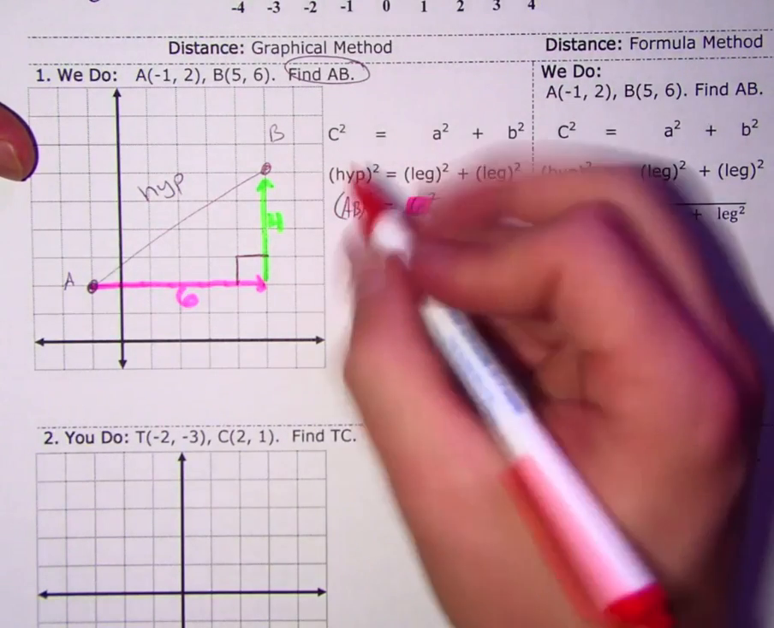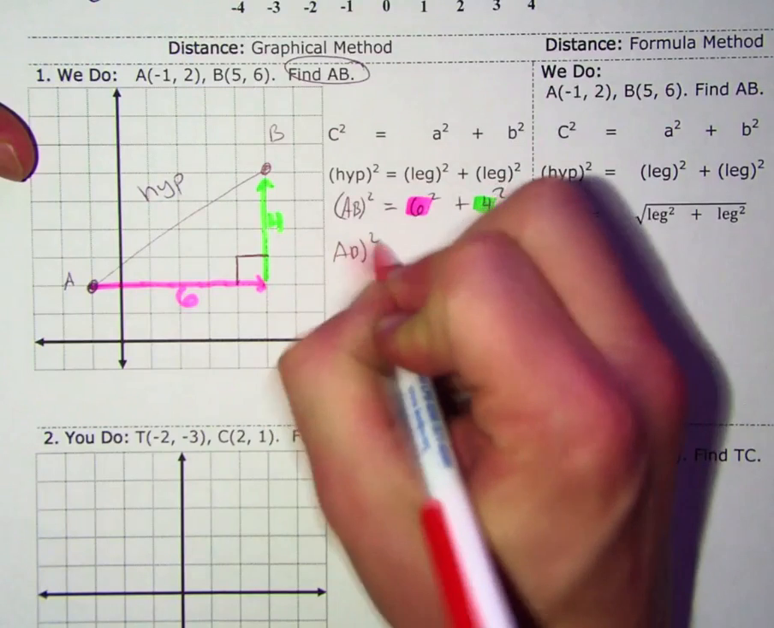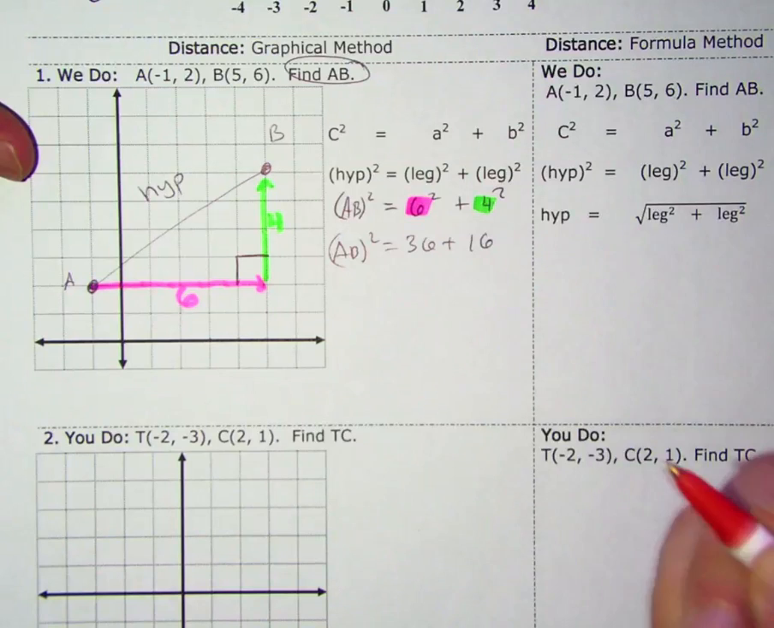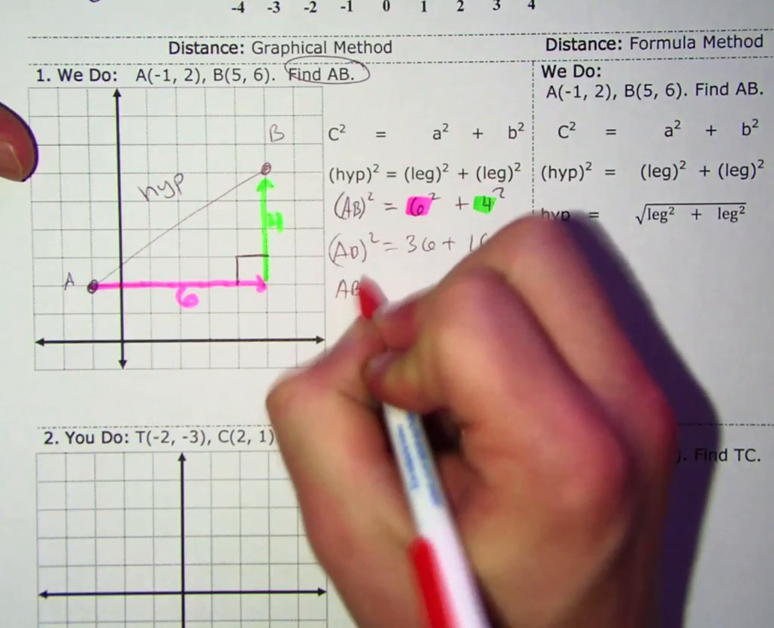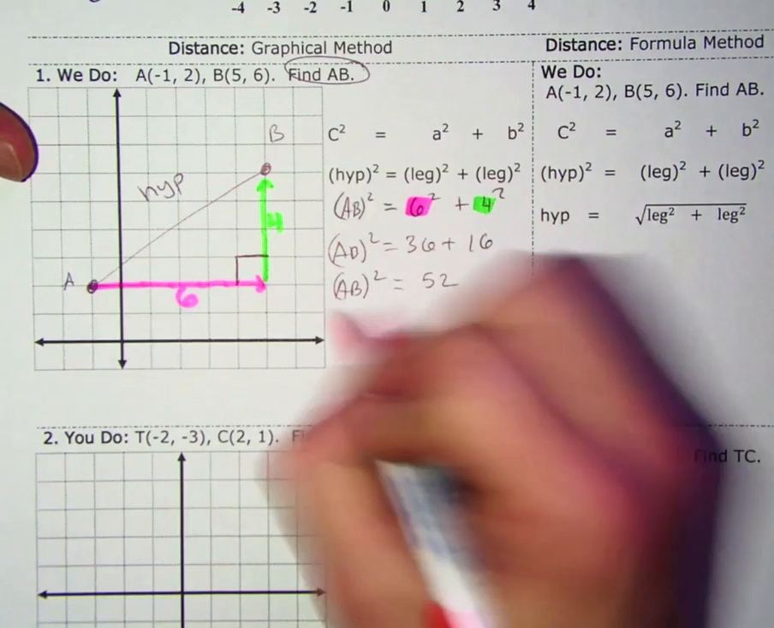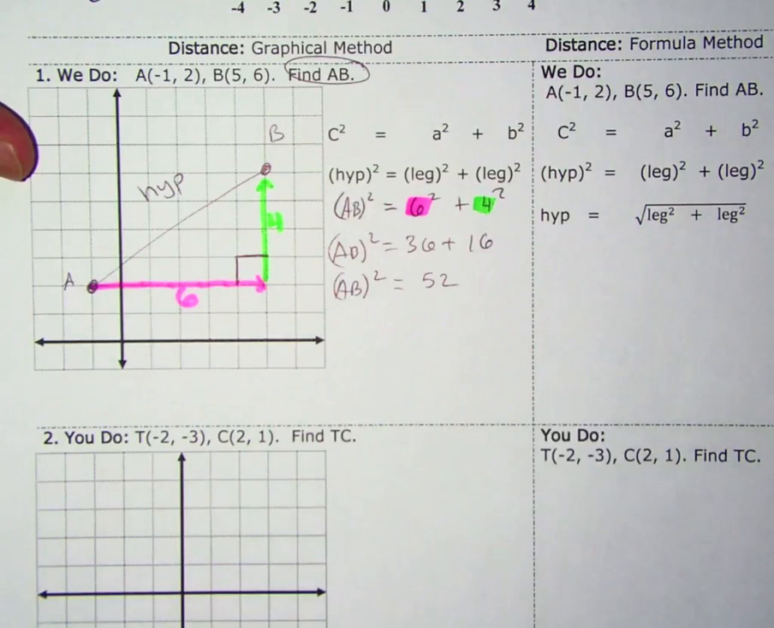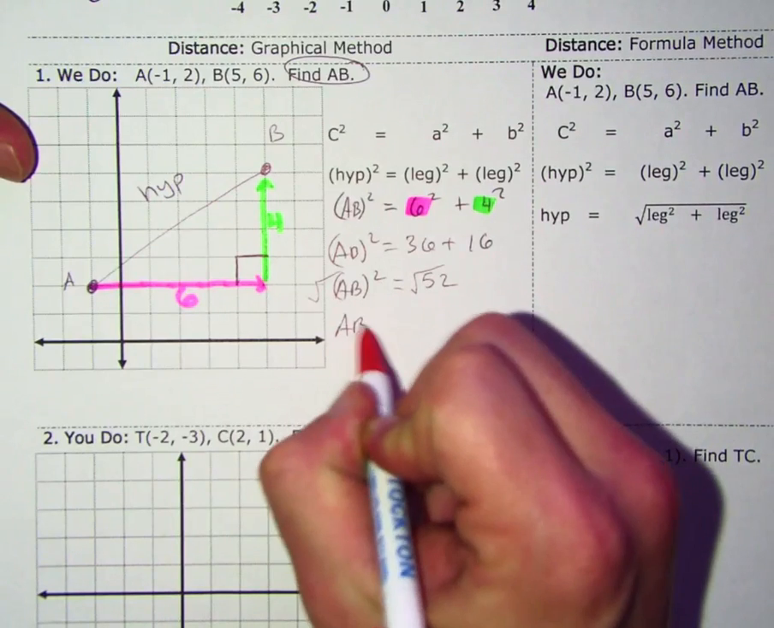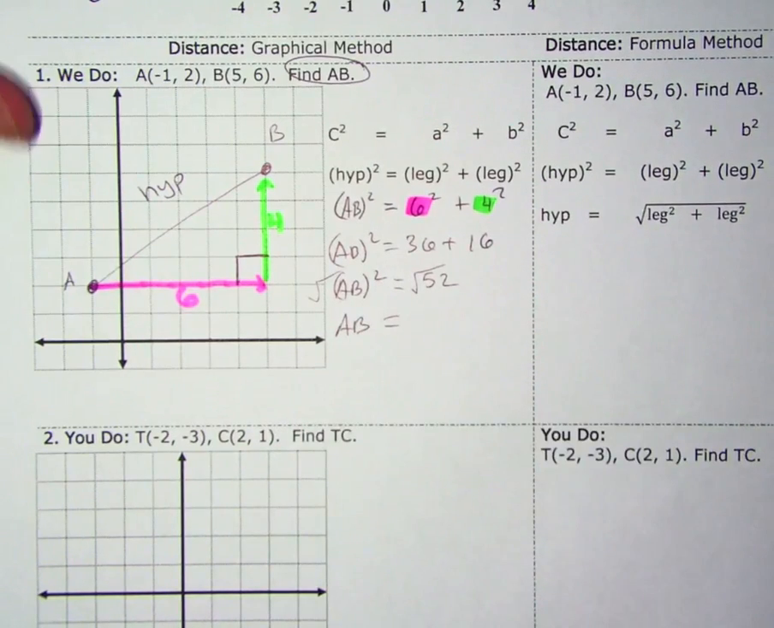Next up, let's go ahead and simplify. AB squared is equal to 36 plus 16. If I finish up here, 36 and 16 is 52, but I don't want AB squared, I want AB, so I'm going to square root both sides to undo the squaring, and I get AB equals square root of 52. Are you done? Nope, you need to reduce.